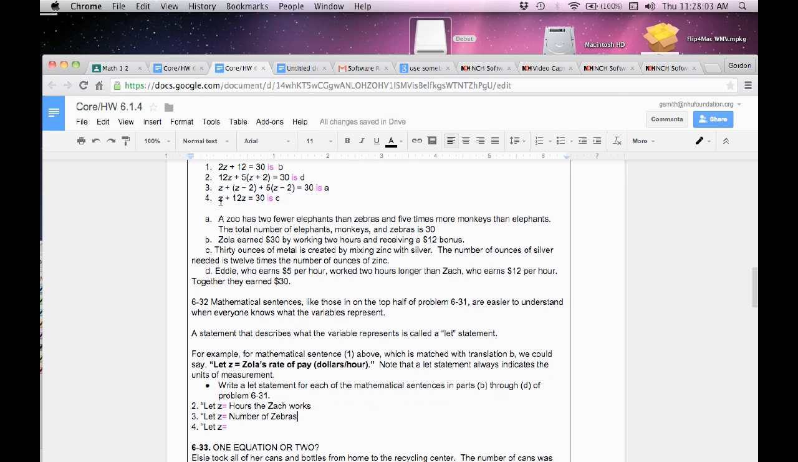4. Z plus 12Z equals 30. We decided that was C, so 30 ounces of metal, that's our Y, is equal to the ounces of silver plus the ounces of zinc, and the silver is 12 times the zinc. So 12Z represents the silver, and Z represents the zinc. So Z literally represents the ounces of zinc. Okay, tough stuff. I'm going to stop the video here, and the next video will have 633 on it.